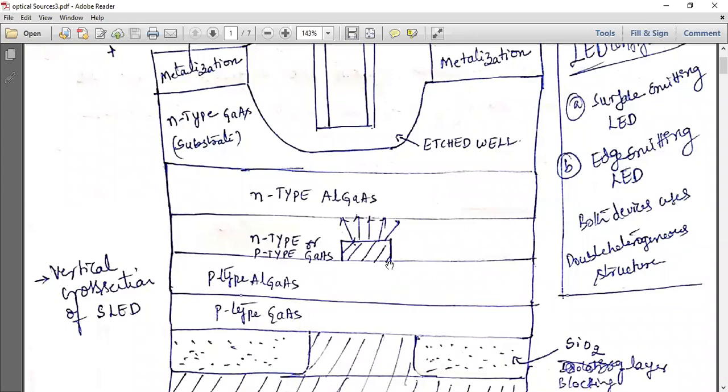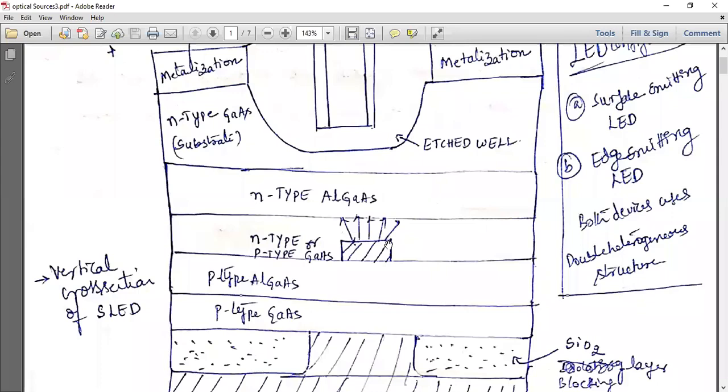The holes will also move in this direction. Electrons are moved in this direction. Initially they will not move. Later, once they are pushed from this metallization, they'll come in this direction. The electrons will come in this direction, holes will come in this direction, and they will recombine in a small area. Once they recombine, they generate an energy in terms of your optical wavelength.